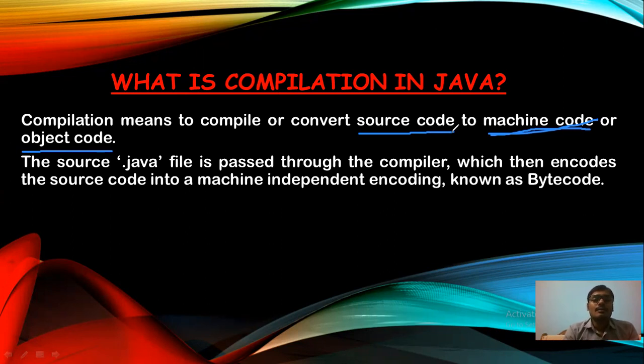The source file, what is the extension of the file? It has the extension .java. You can write abc.java or some other file names, addition.java, etc. So the source .java file is passed through the compiler, which then encodes the source code into a machine independent encoding. The source code is changed into the machine independent encoding, which is known as bytecode.